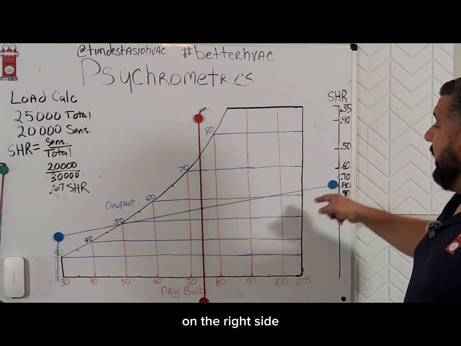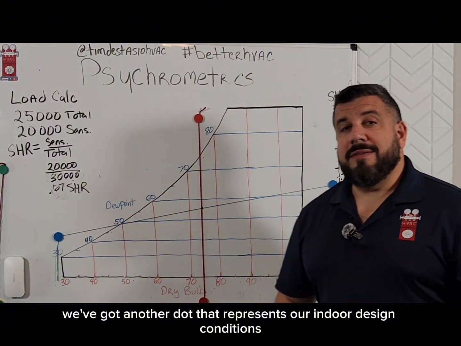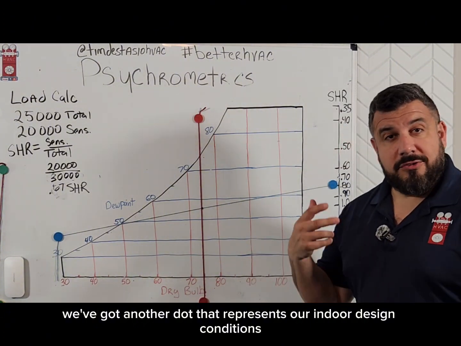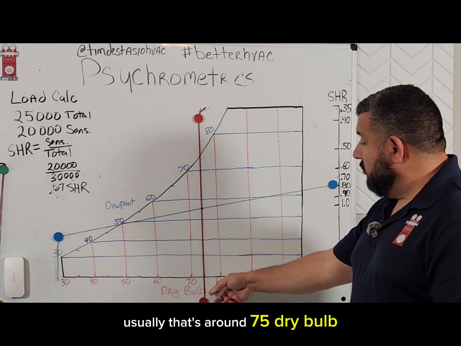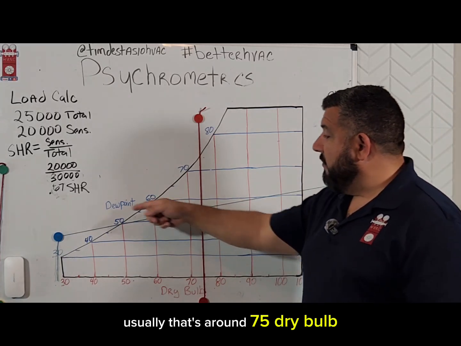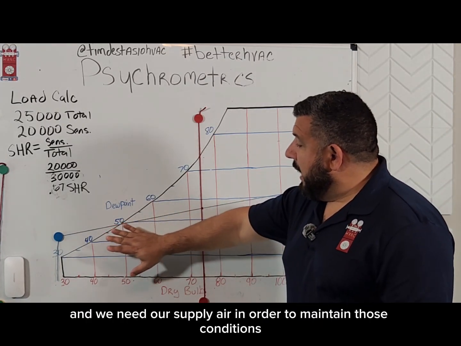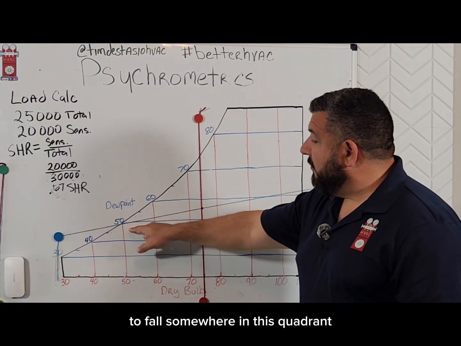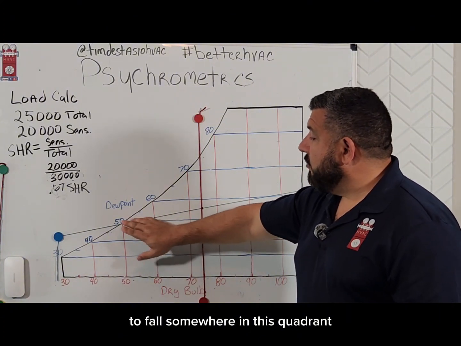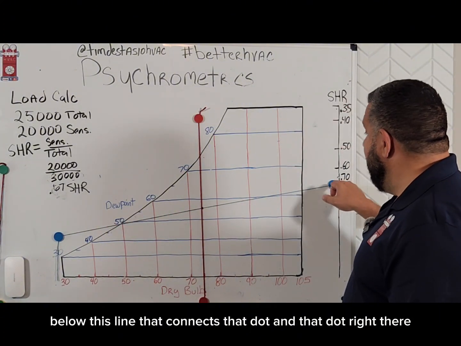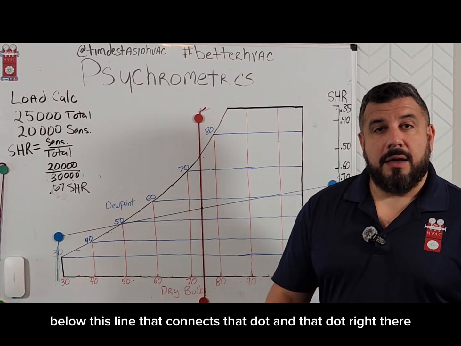Now, if we recall, our sensible heat ratio scale here is where we connect a dot on the scale here on the right side. We've got another dot that represents our indoor design conditions or desired indoor conditions. Usually that's around 75 dry bulb, 55-degree wet bulb. And we need our supply air in order to maintain those conditions to fall somewhere in this quadrant below this line that connects that dot and that dot right there.